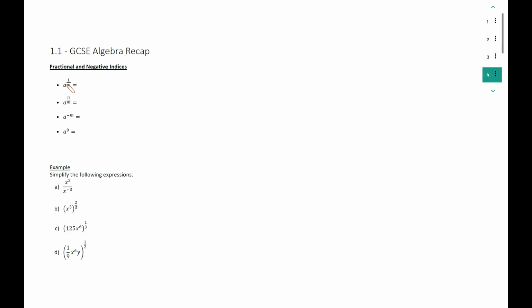When you have a power of 1 over m, it means you're mth rooting the value. So for example, if you have a to the power of a half, it means you square root a. You can put a 2 in here, but we normally don't, so square root of a. Or with power of 1/3, it means cube root of a. A to the power of 1/4 means 4th root of a, etc.